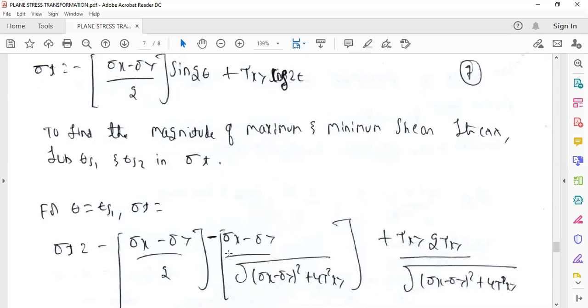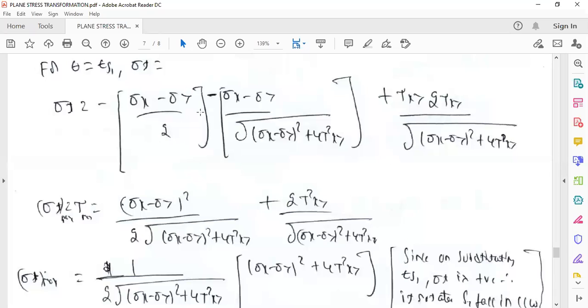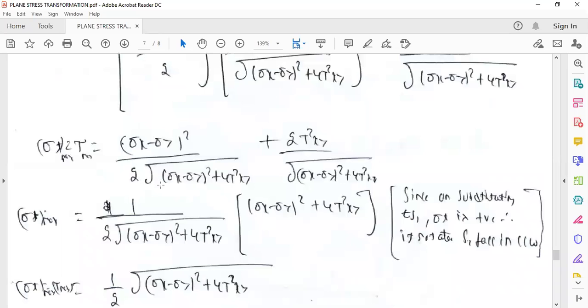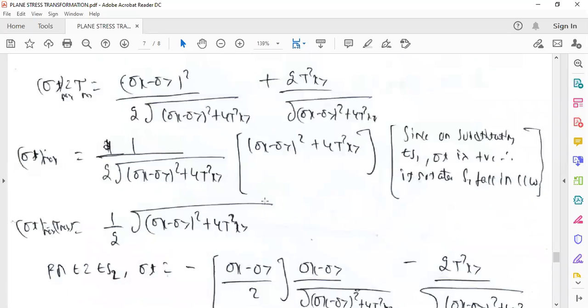Now, if I multiply this, it will be sigma x minus sigma y square plus 4 tau xy square, and so on. Take 1 by 2 root of sigma x minus sigma y square plus 4 tau xy square common, then we will be left with this term. Now if I cancel it out, for example, root 2 can be written as root 2 into root 2, and I can cancel one of the roots. I will be left with root of sigma x minus sigma y square plus 4 tau xy square.